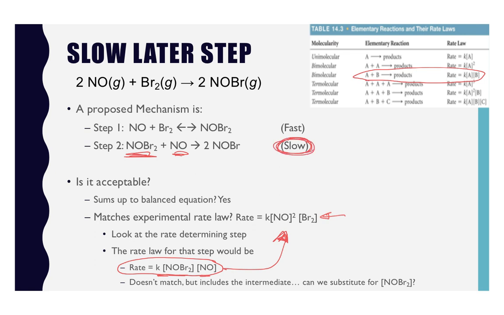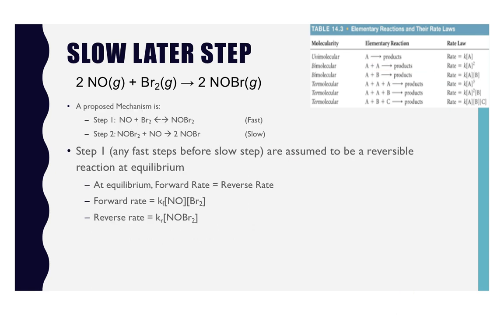Because the second step is slow. Okay, so the question is, it doesn't match, but it includes that intermediate in here that got consumed, right? So the question is, can we substitute mathematically in for this NOBr2? And the answer is we can, with one basic assumption. The assumption that we make is that any fast step before the slow step is assumed to be a reversible reaction at equilibrium.